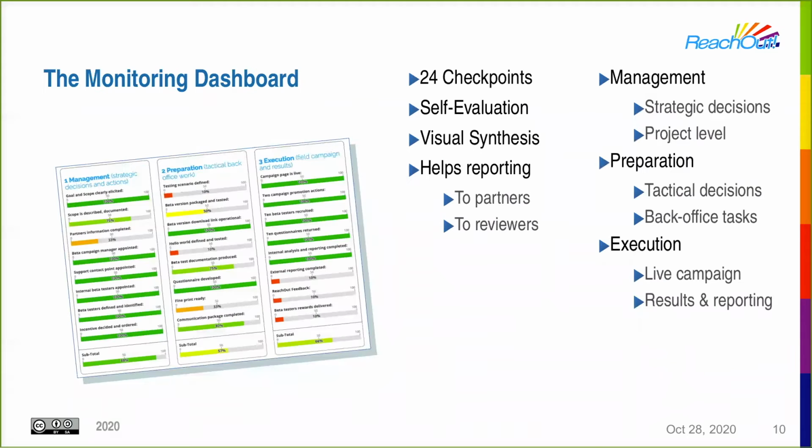We've also developed something called a monitoring dashboard. So it's a self-evaluation dashboard made of 24 points, which can help you through the preparation, the management, the execution of the campaign. This is typically something that we can look up together. So during the execution of the campaign, we can plan to have little checkpoints where we can go through the dashboard to make sure that you haven't forgotten anything.